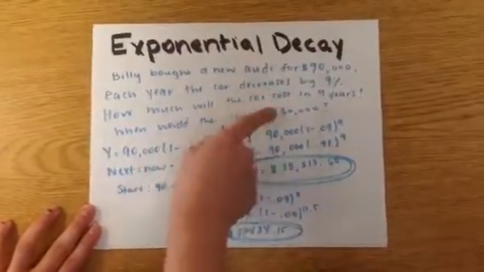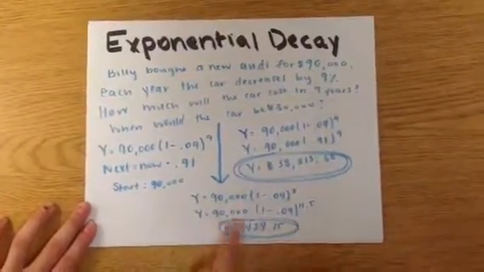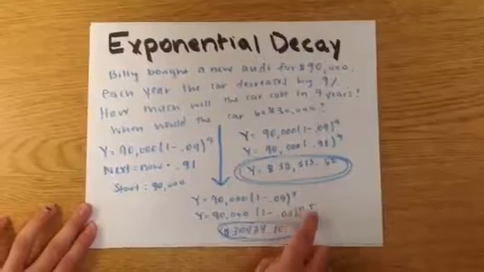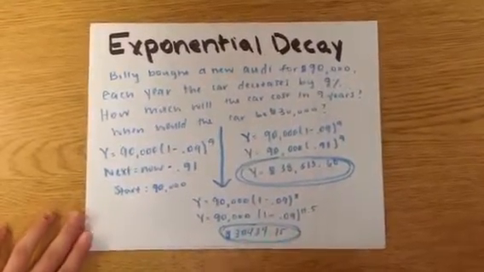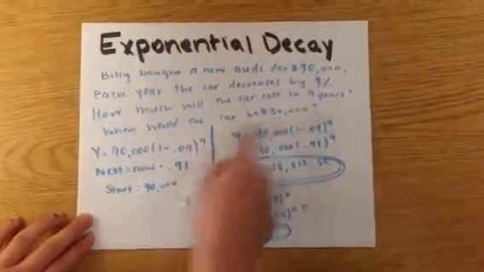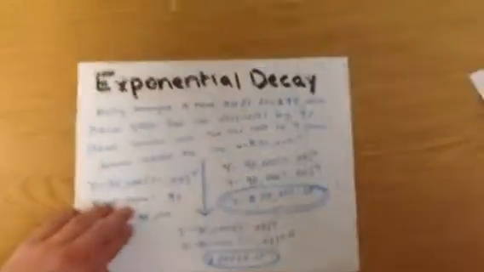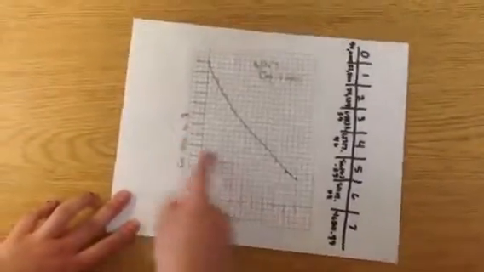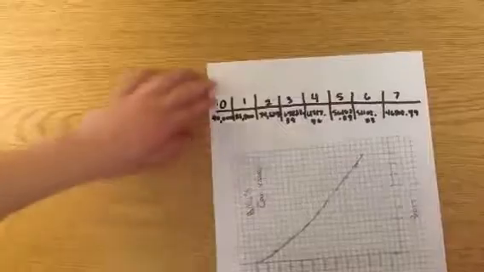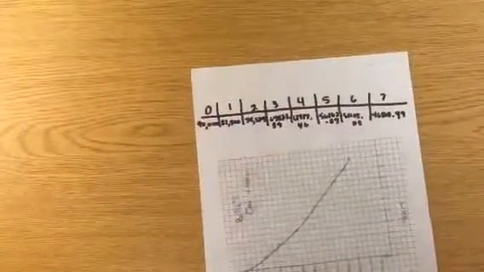And when the car would be $30,000 is you guess and check, and about 11.5 gets you to about $30,000. It's hard to get an exact amount, but around 11.5 is when you would have 30,000. And here is our graph and the table starting with 0 at 90,000.